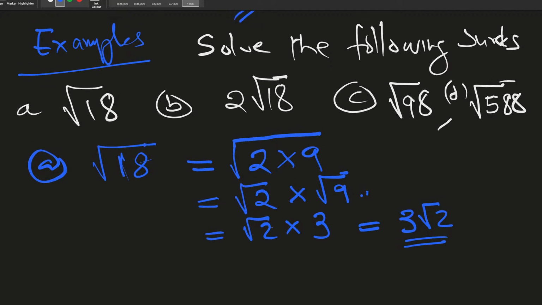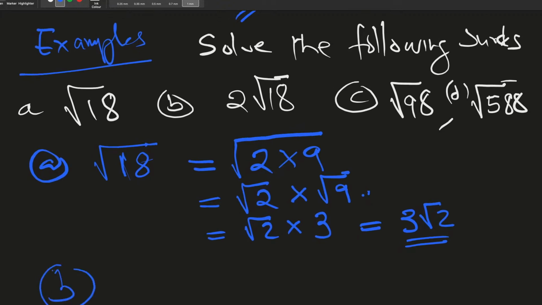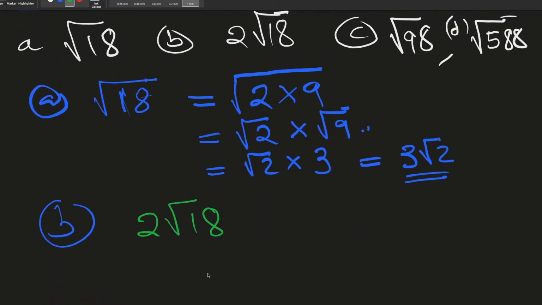Okay, let us look at the other one, which is b. You see, the b says 2 root 18. And we know this means 2 is multiplying root 18. Now, if we remember earlier, we saw that when we solved surd 18, our answer became 3 root 2. And we have seen the same 18 over here. So that means this one can guide us to solve this question with ease. So let's see how we go about it.